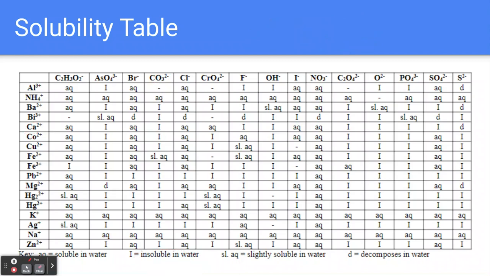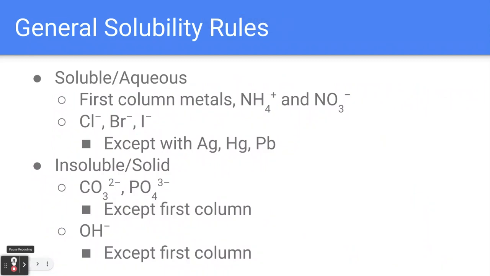I want to generally teach you some of these rules. You don't need to memorize these. You will be given this table, but just so that it goes a little bit quicker, here are the rules for the solubility table. You don't always have to look at that chart. Things are soluble or aqueous if they're a first column metal, if they're ammonium, or if they're nitrate. If they have the first column metal, NH4 or NO3, they are soluble or aqueous.